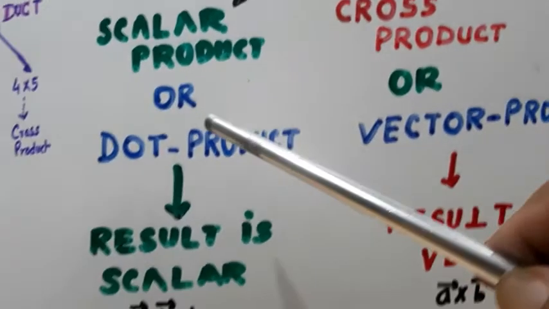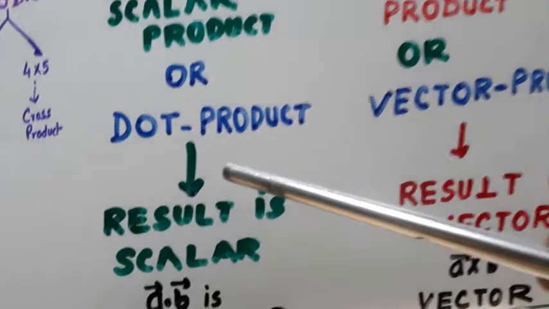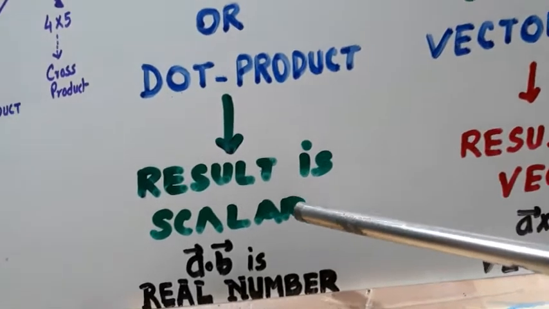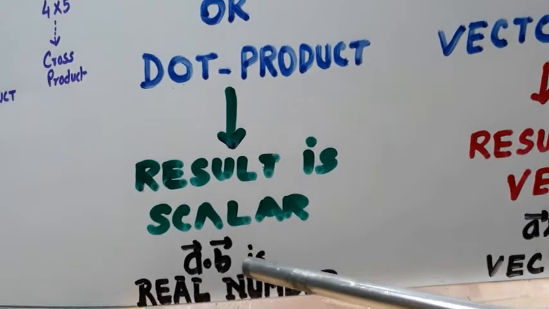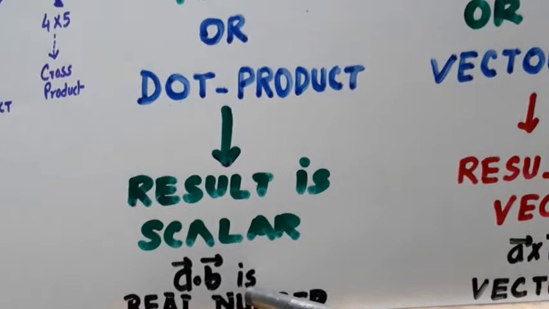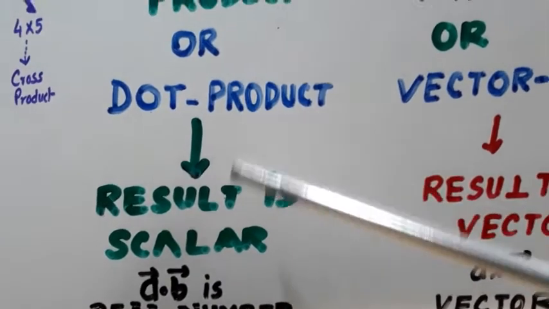In this case, after multiplication what you get is the scalar, result is a scalar. So A dot B is a real number.